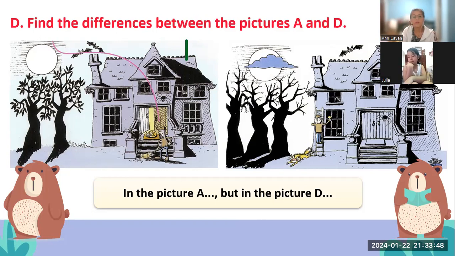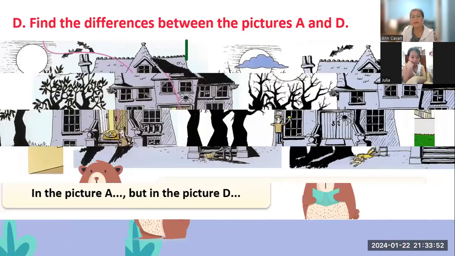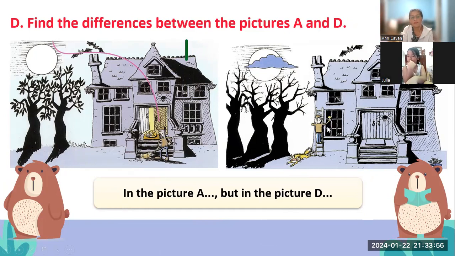Another one. Oh, what else? Look at the man. Look at the cat. The cat is cleaning the window. But the man here is cleaning the stairs. Okay, another is the cat is sleeping in picture number one. But in picture number two, the cat is playing. Maybe she wants to go out.